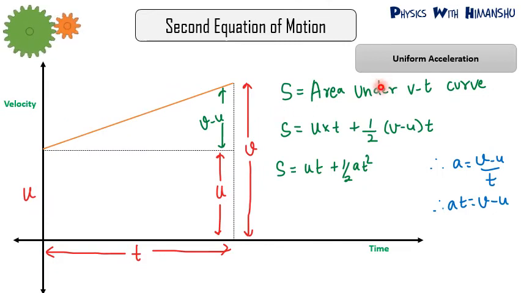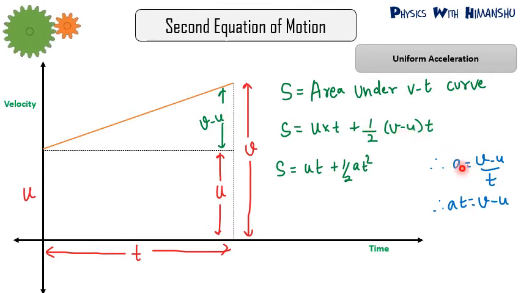Now we have discussed that displacement is area under VT curve, or integration of VT curve. So the area between the graph and the time axis will be equal to displacement. Now this area can be divided into a rectangle and a triangle. For the rectangle, the area will be u into t. For the triangle, the area will be half into base. Base is t, and height is v minus u, because this is v and the smaller portion is u. So the remaining portion will be v minus u. So half into v minus u into t.